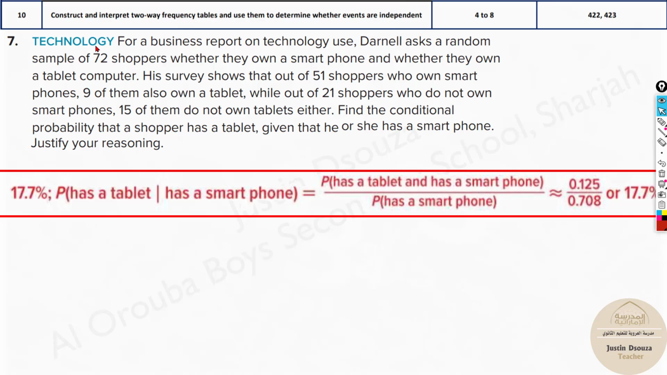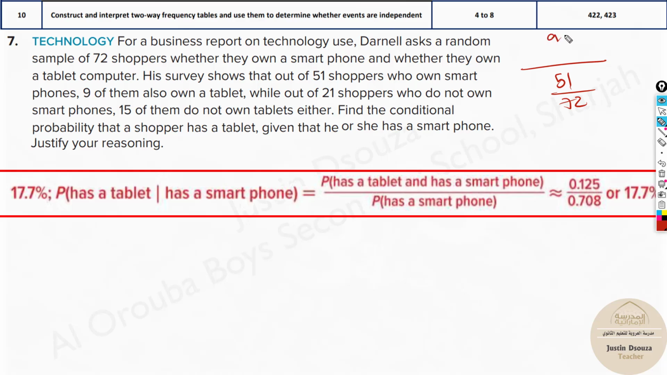They have told over here, right? Total number of shoppers is 72. That is the total sample space, divided by 72. And what is over here? How many shoppers have a smartphone? 51 own a smartphone. So 51 by 72. What is tablet and smartphone? You can see 9 of them also own a tablet. So here 51 shoppers who own a smartphone, 9 also own a tablet.